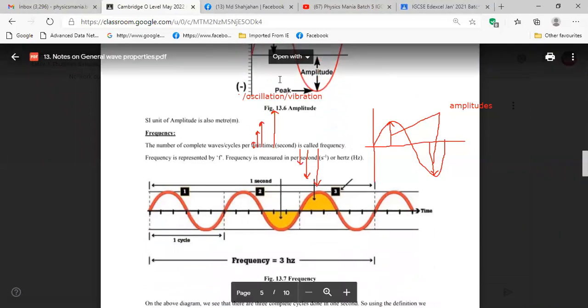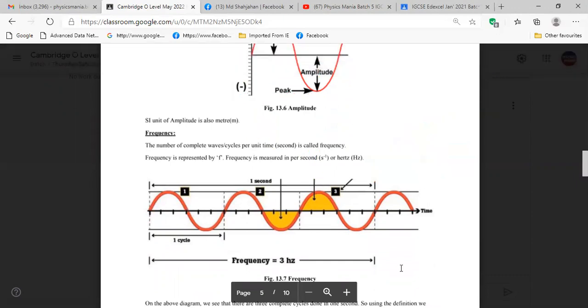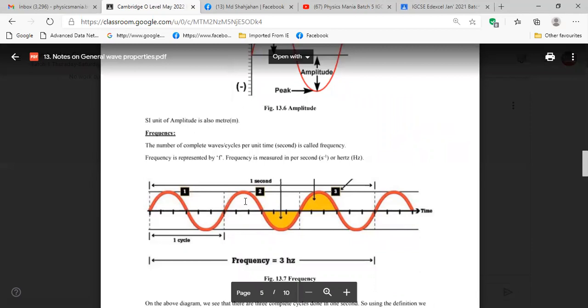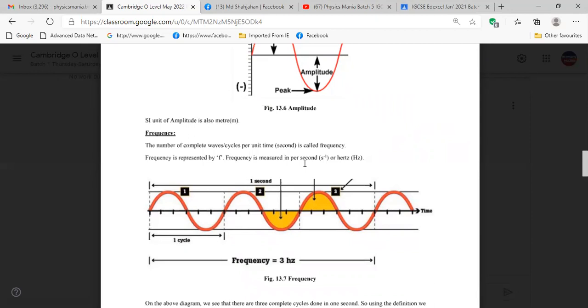What is called frequency? You see, in this diagram we have some crests and some troughs, right? We have one, two, three, four crests, and one, two, three troughs. So we are only taking three crests and three troughs, and for these we say there are three complete waves, or three complete cycles, or three complete oscillations, or three complete vibrations.